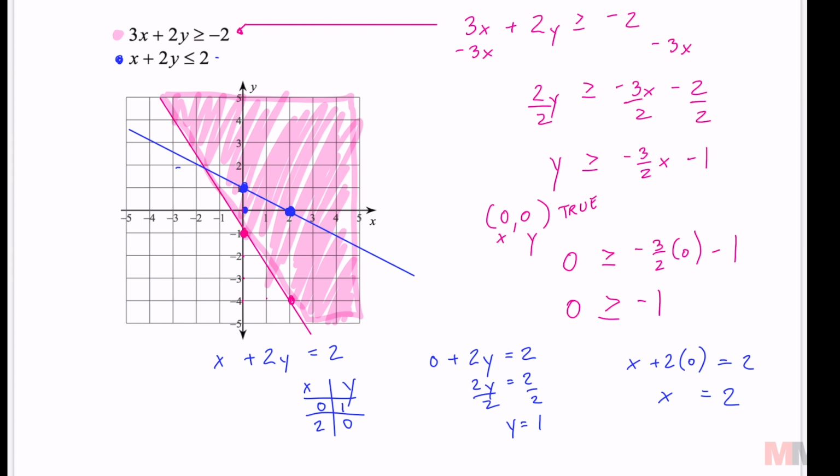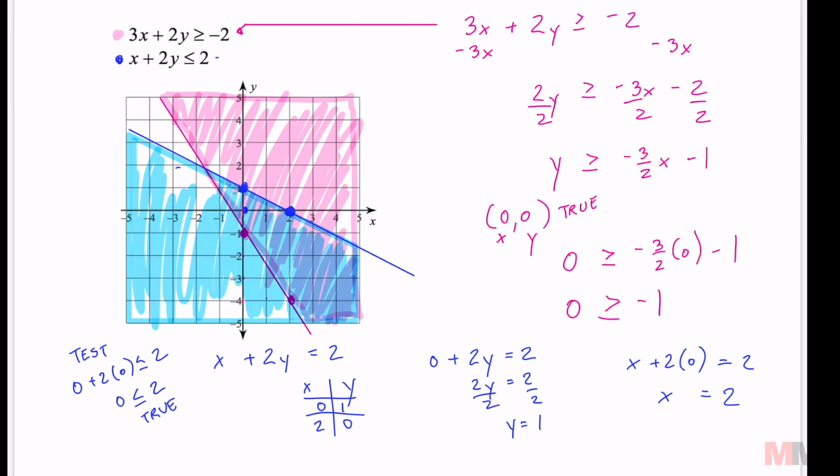And then I plug that into the original inequality. 0 plus 2 times 0 is less than or equal to 2. I end up getting 0 is less than or equal to 2. And that is true. So my 0, 0 is the section that I'm going to shade for that blue part, which is this. Blue and pink makes purple, I think. Right? I think that makes purple. But you can see that there's a section that overlaps each other. And that, my friend, is the solution to your system of inequalities.